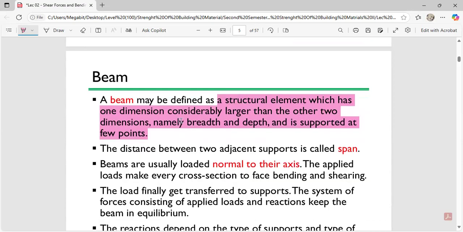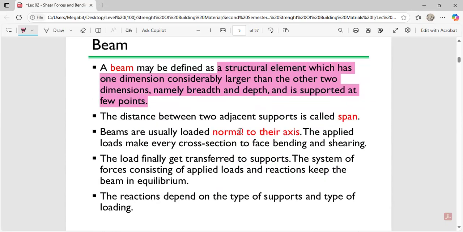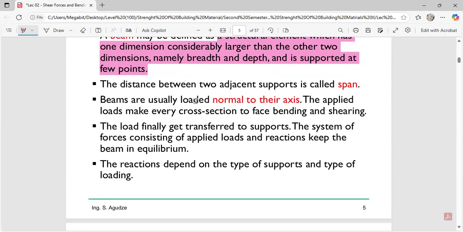So one may ask, what is a beam? A beam may be defined as a structural element which has one dimension considerably larger than the other two dimensions, namely breadth and depth, and is supported at few points. The distance between two adjacent supports is called the span.